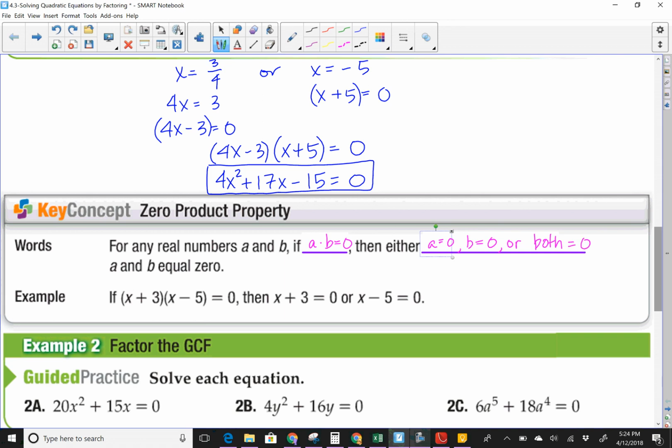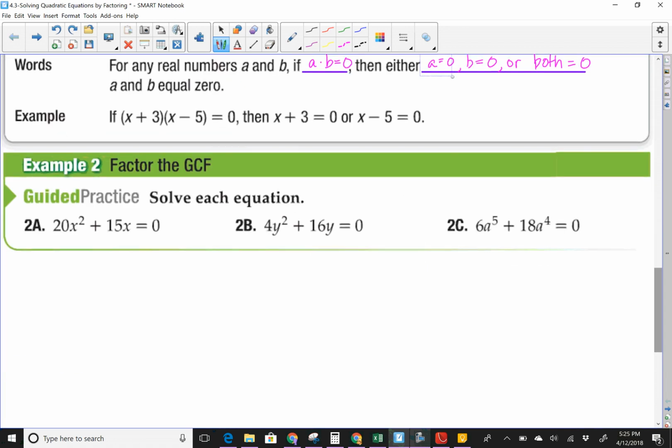Okay, so kind of what we just did. You have a problem, you factor the problem, you set each factor equal to 0, and then you solve it. Okay, so let's go do some examples together. You might not need this video, in which case you can stop and go on. But let's just go ahead and start.